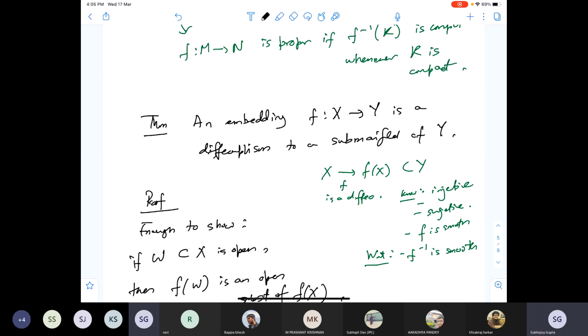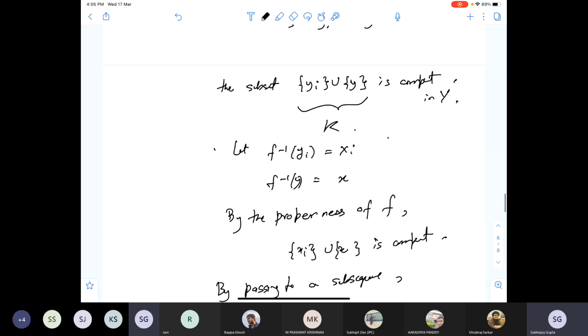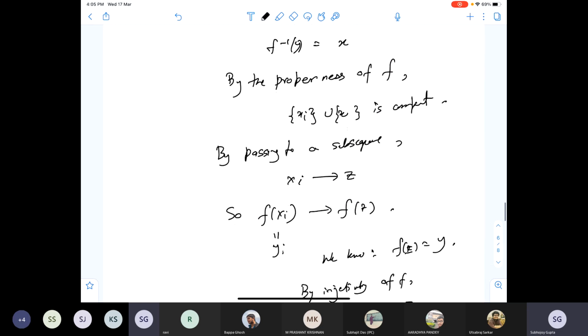So next time we'll talk about the Whitney embedding theorem, which embeds manifolds inside Euclidean space. All right, so next Monday we'll meet. Sorry for going over time.